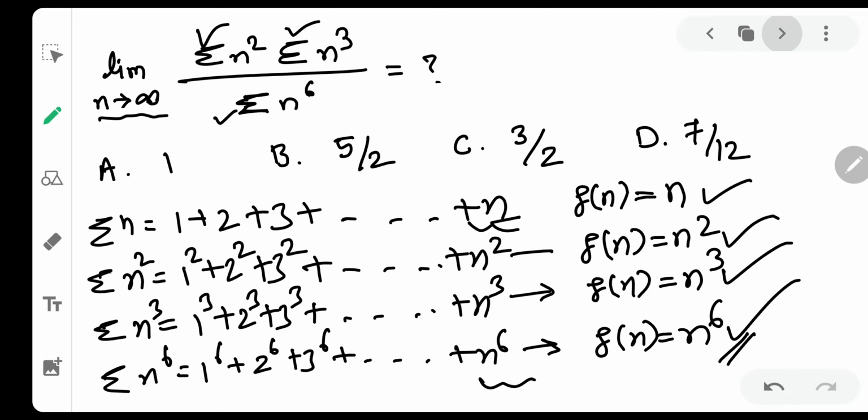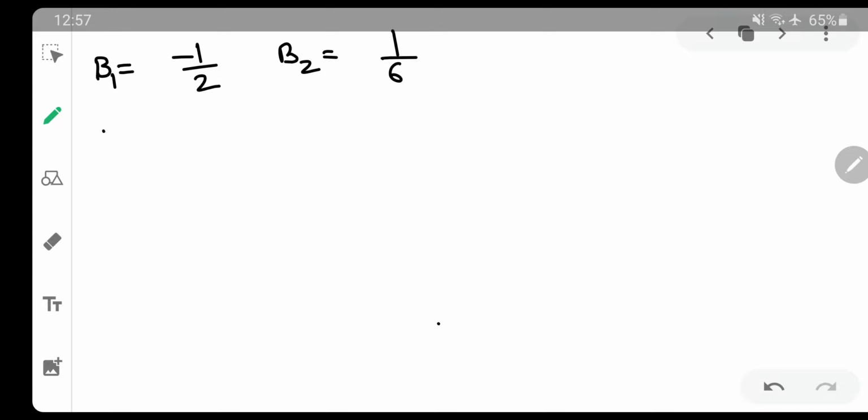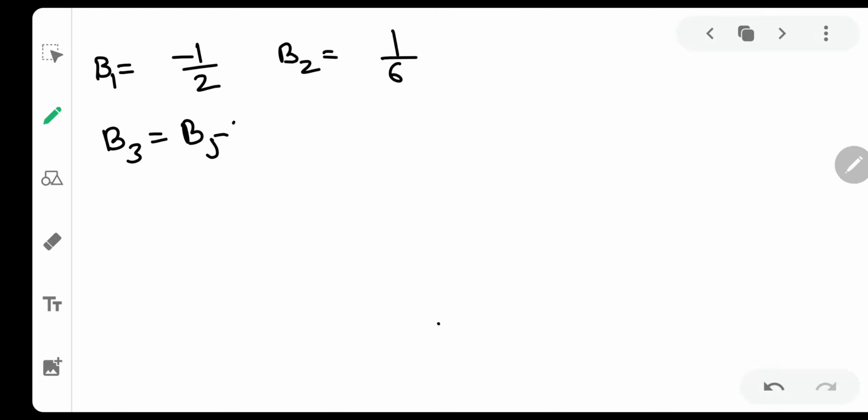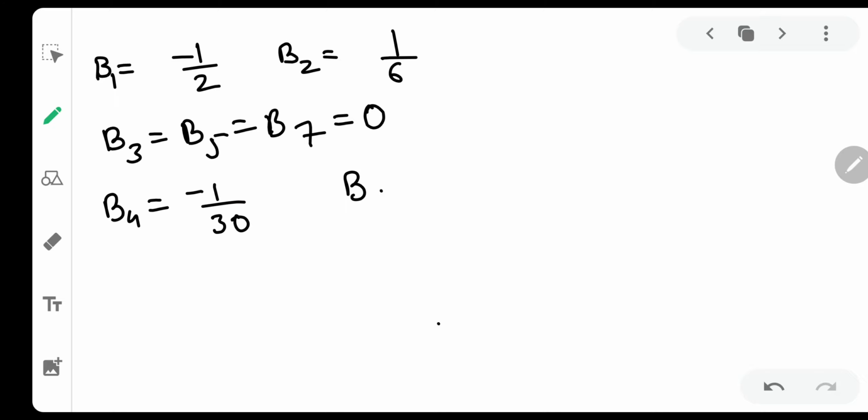See, you will not have to remember the formulae, but I am going to tell you to remember some magical numbers. Let me call this number b1: 1 into 2 is 2, minus 1 by 2. Then b2: 2 into 3 is 6, plus 1 by 6. And then b3, b5, b7 are 0. And b4 is equal to 1 by 30 with a negative sign. And b6 is 6 into 7, 42, so 1 by 42. These many numbers you have to remember.